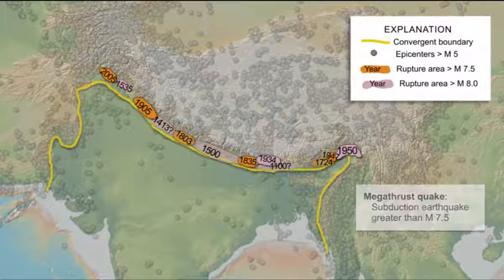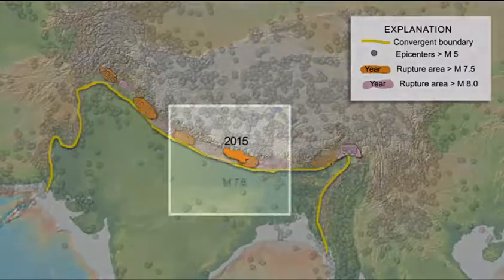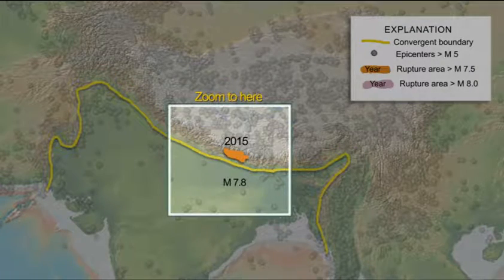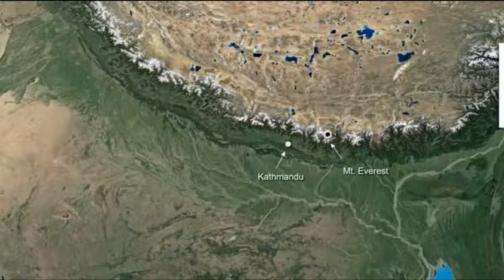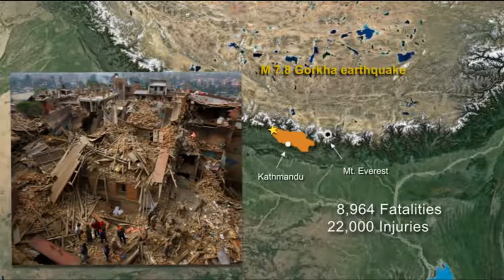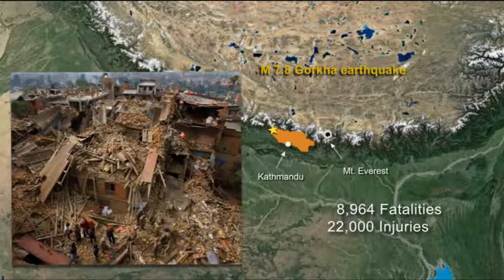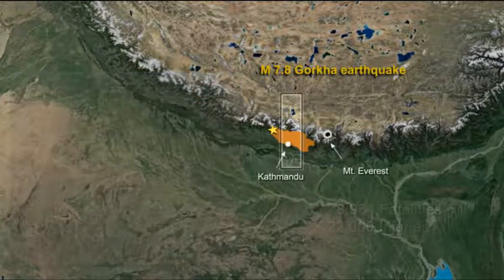On April 25, 2015, the magnitude 7.8 Gorkha earthquake started 15 kilometers beneath the epicenter northwest of the Nepal capital of Kathmandu and ruptured 100 kilometers toward the east. To understand the Gorkha earthquake, let's look at a north-south oriented cross-section through the Kathmandu Basin.